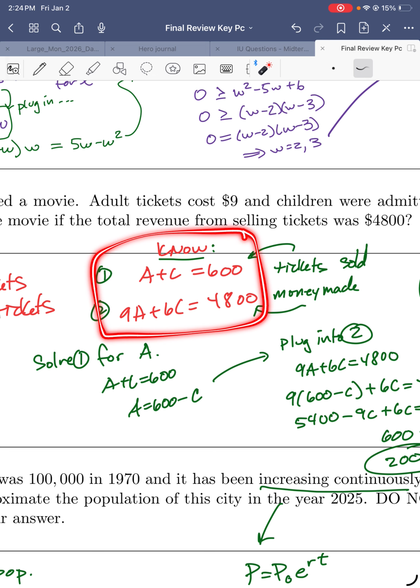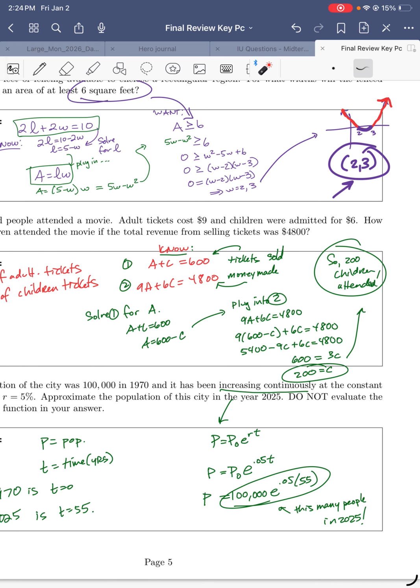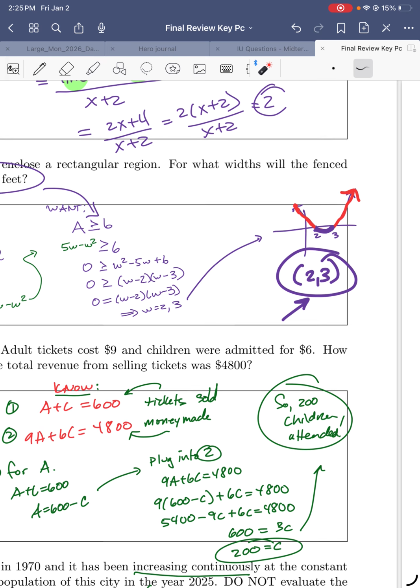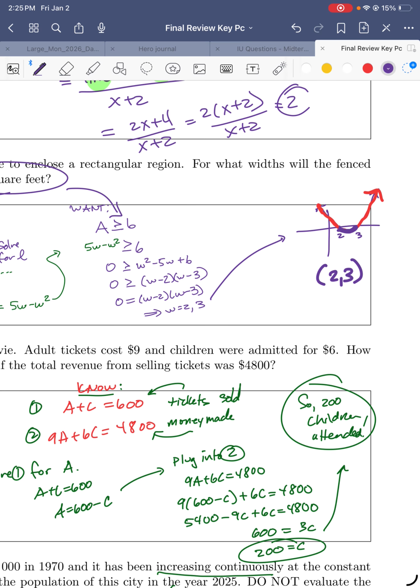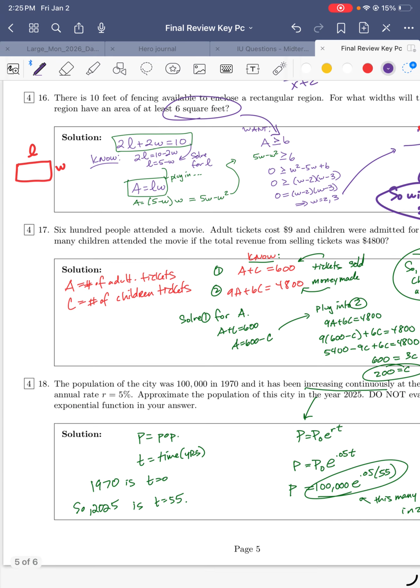So now I've got 2 equations and 2 unknowns. You just solve them by substitution or elimination. I'm going to solve 1 for A to get this, then plug it into 2 to get this. So we get C is equal to 200, and I answer the question. So 200 children must have attended. Let me make sure I answer this question. For what widths? So up here, I guess I should have said, widths between 2 and 3 is what we wanted for that one up here. So just making sure to answer the question.